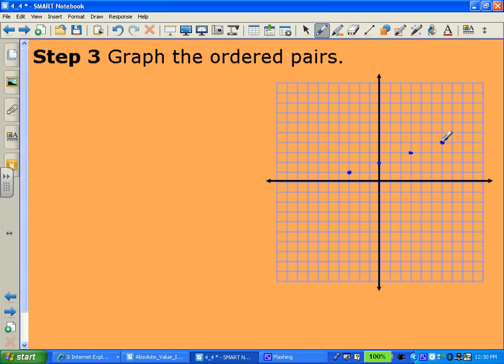Now I'm not going to connect those dots because I have a limited domain. When I have a limited domain, I do not connect the dots. I just place the points on the graph and I am done.